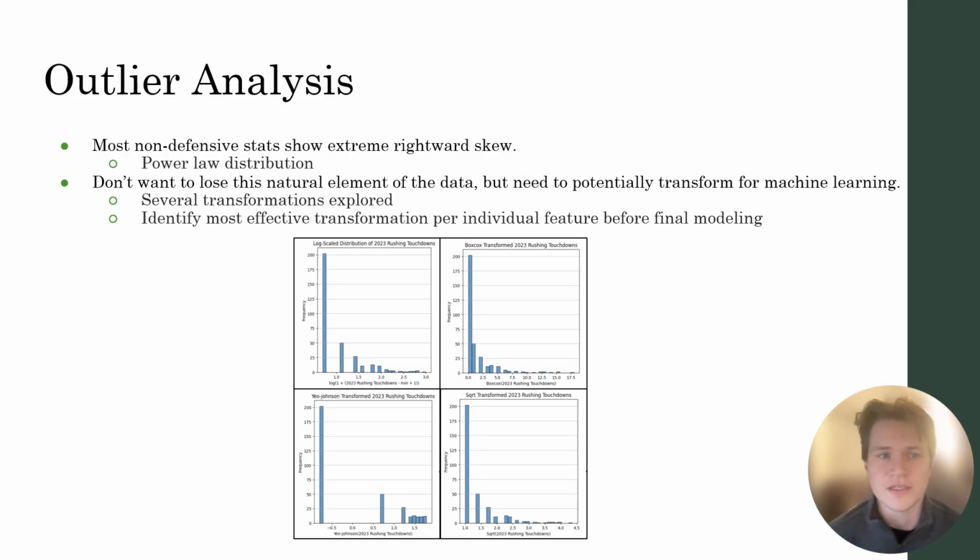Continuing on here, we can see through these plots that most non-defensive stats show extreme rightward skew and kind of follow that power law distribution where a small percentage of the players are producing the most impressive output. And we don't really want to lose this natural element of the data because it's important for our recommender system, but we may need to potentially transform the data for machine learning to do its work properly. And we've explored several different transformations. As we can see in these plots, we've looked at log-scaled, Box-Cox, Yeo-Johnson, and square root transformations. And while we explored these all, we will be identifying the most effective transformation per individual feature before any final modeling is output.